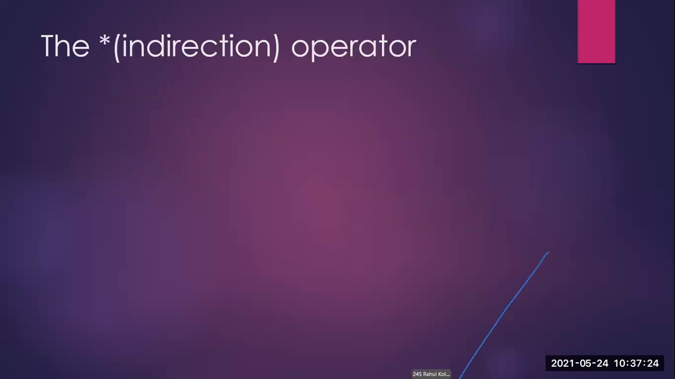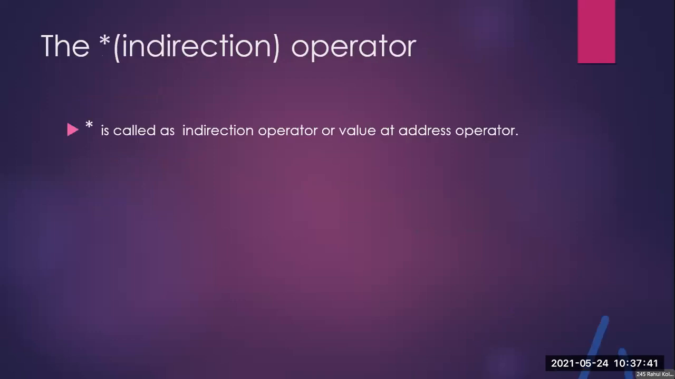Let us understand the next concept, the indirection operator. This asterisk symbol is called the indirection operator. Now what does this asterisk symbol do? This asterisk symbol is called the indirection operator or value at address operator. Observe the last part of the sentence: value at address operator. What is the meaning of this?